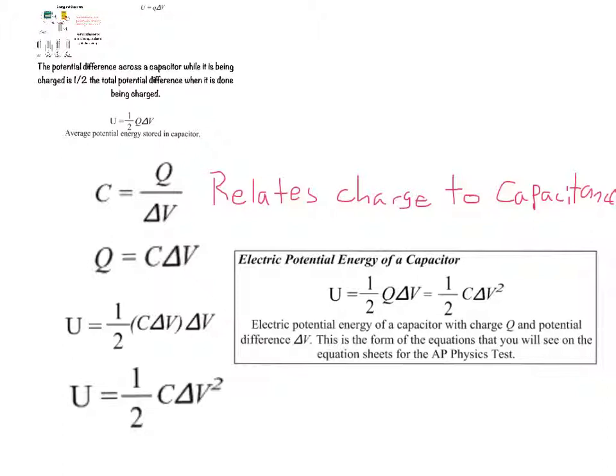This result is kind of reminiscent of the potential energy stored in a spring, which was 1/2 kx squared, if you remember. A charged capacitor is really analogous to a stretched spring. A stretched spring holds the energy until we release it. Then that potential energy is transformed into kinetic energy. Likewise, a charged capacitor holds electrical energy until we discharge it.